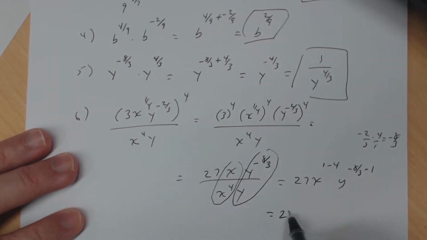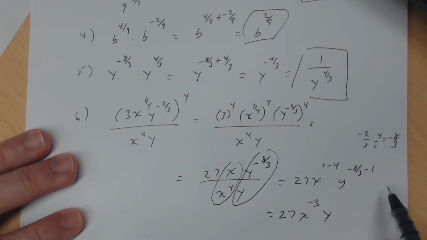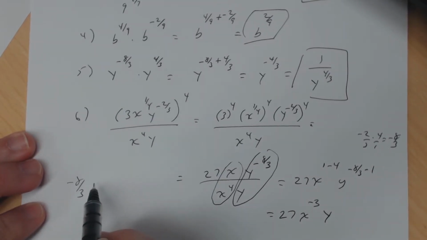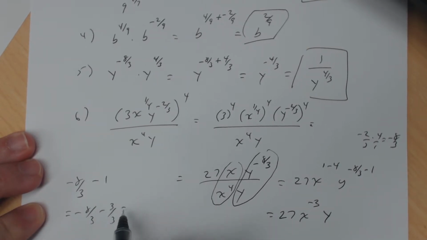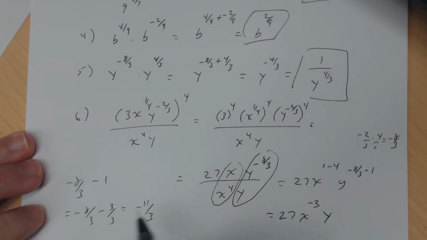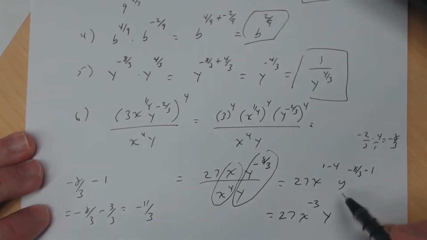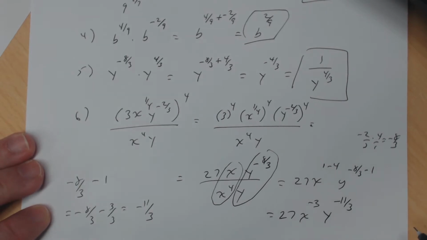So I get 27, x to the 1 minus 4 is a negative 3, y, and then, let's see, negative 8/3 minus 1 is the same thing as negative 8/3 minus 3 over 3, which is negative 11/3. Now if you can't figure this out, use your calculator, so you get negative 11 over 3.